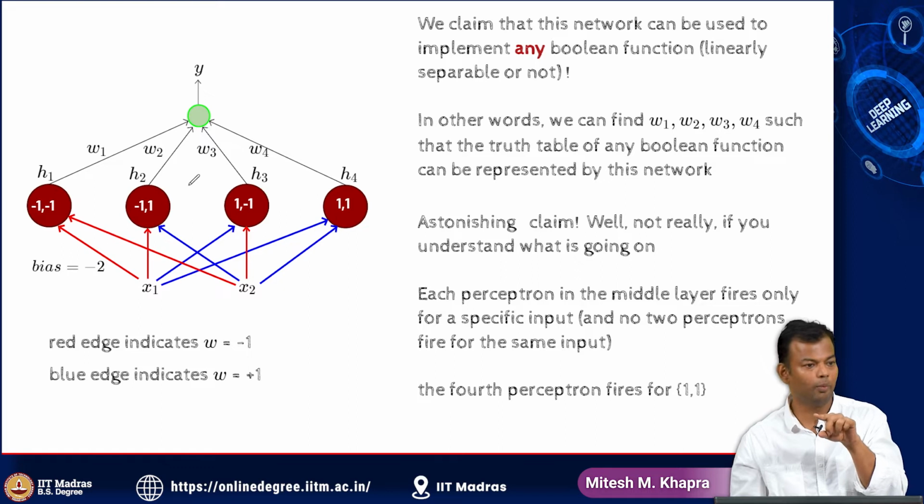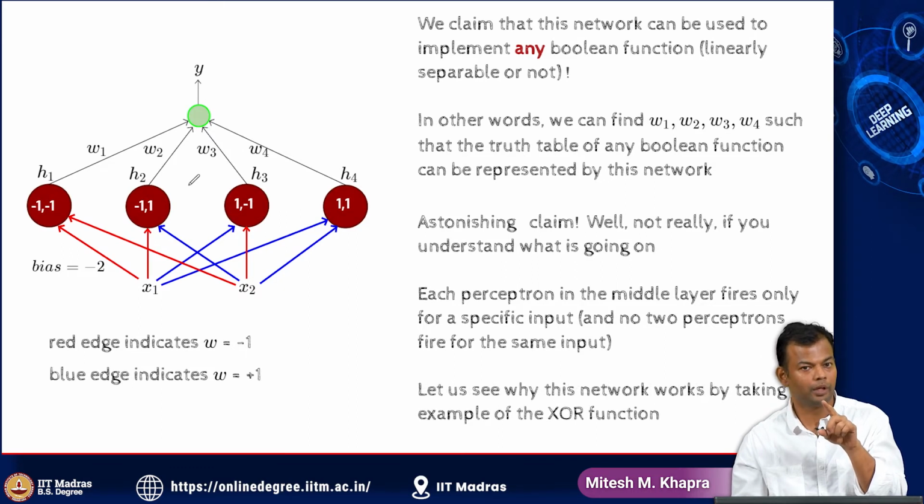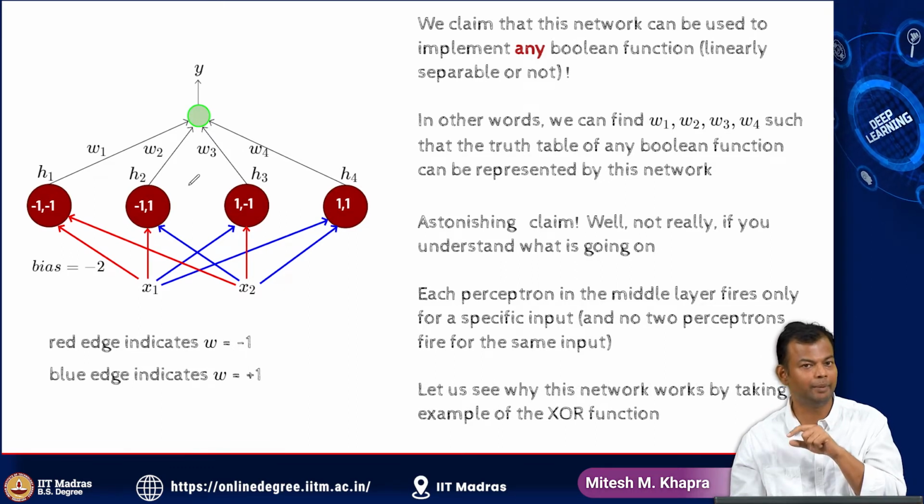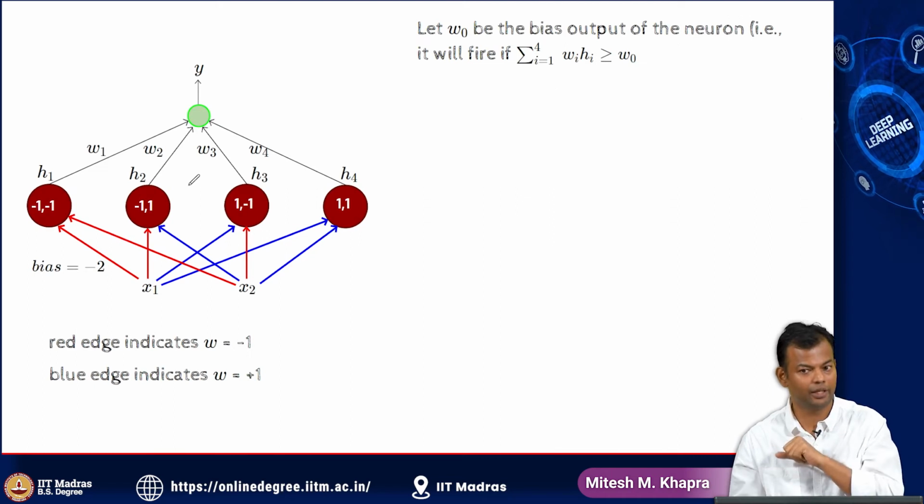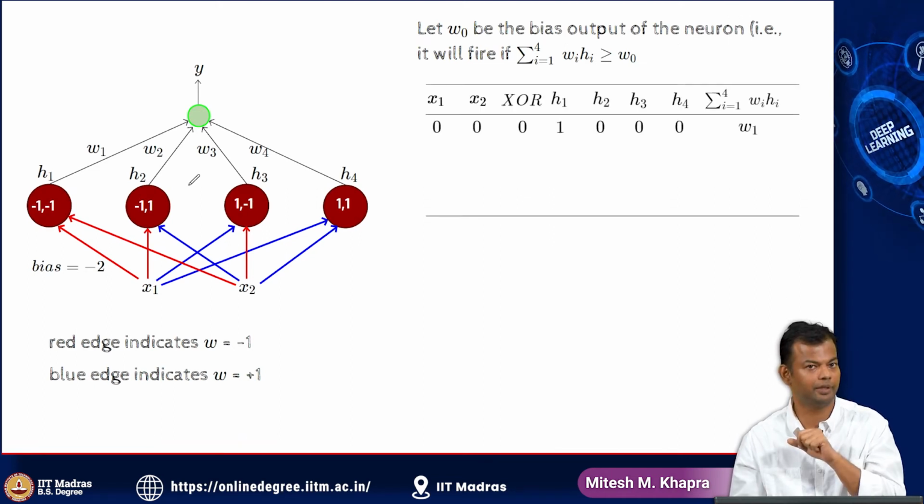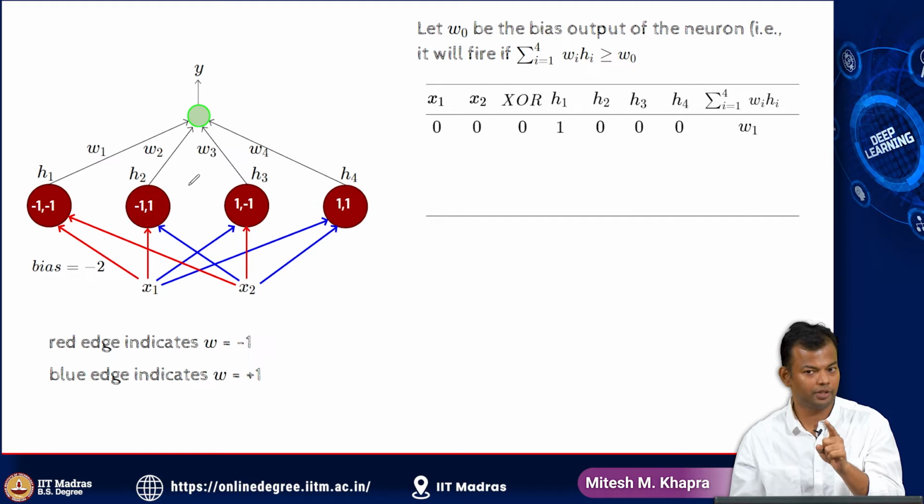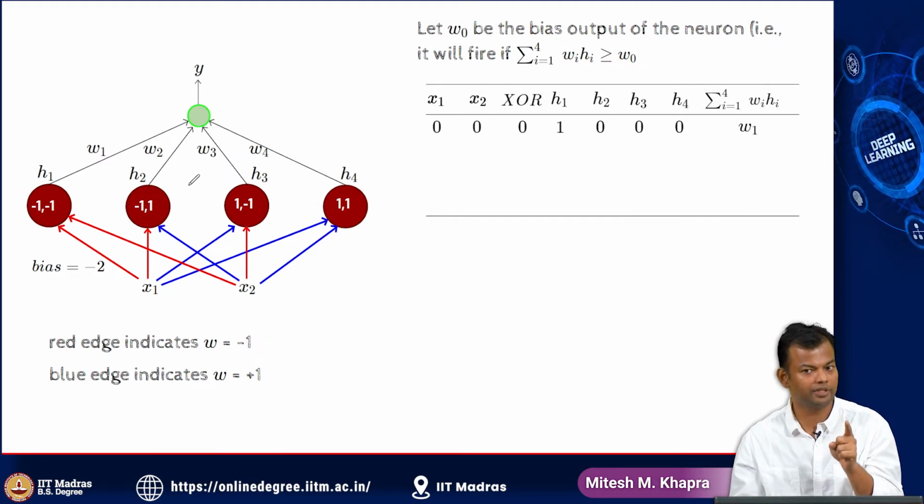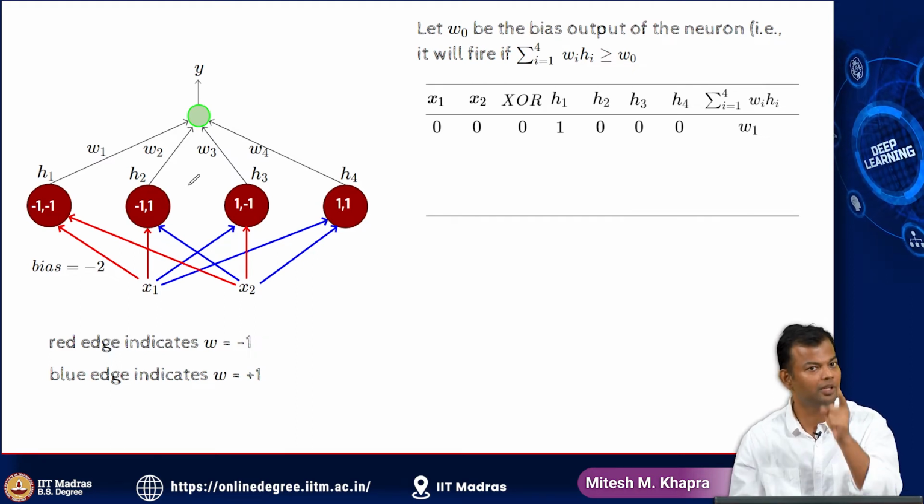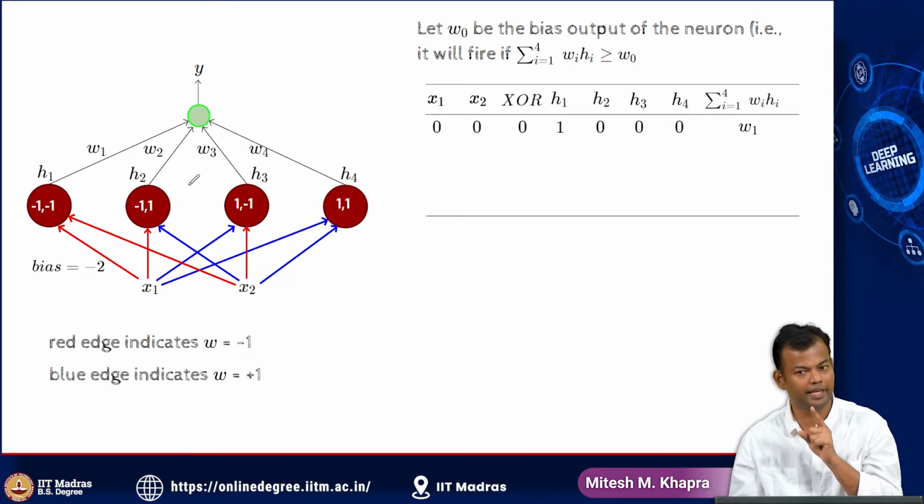So we need to go back to the table that we had and the calculations that were happening there. So let's see what is happening here. If you have the XOR function, which is the troublesome function because it's not a linearly separable function, let's see what will happen in this network for the XOR function.